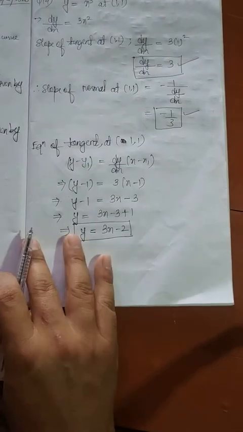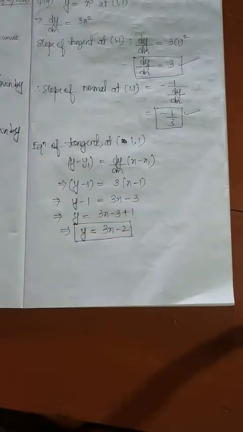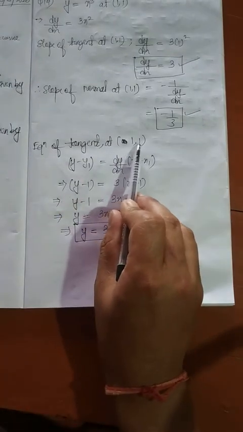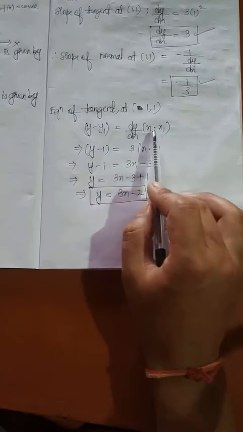Okay. Now what we need to do? We need to find the equation of a tangent and normal. So first we'll start with equation of a tangent. Equation of a tangent at 1 comma 1. Use the formula y minus y1 into dy by dx is equals to x minus x1.